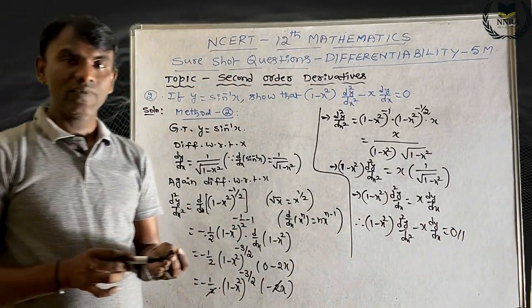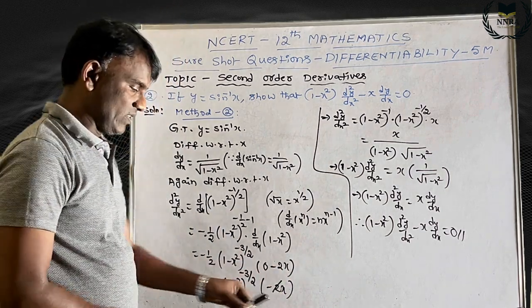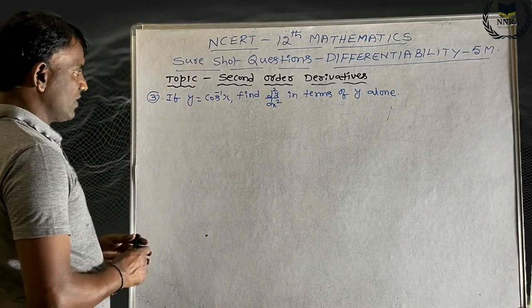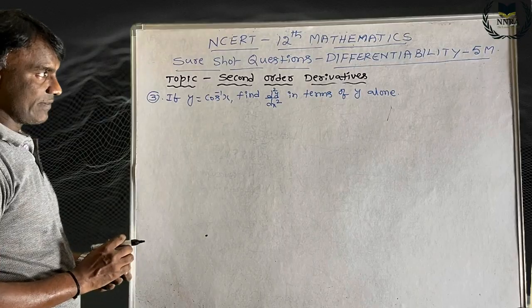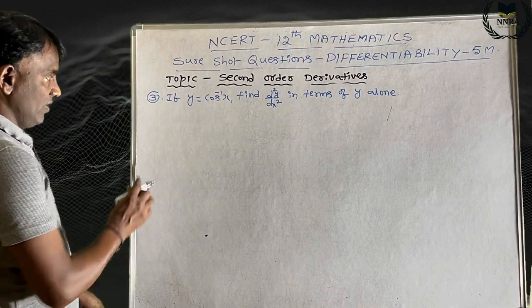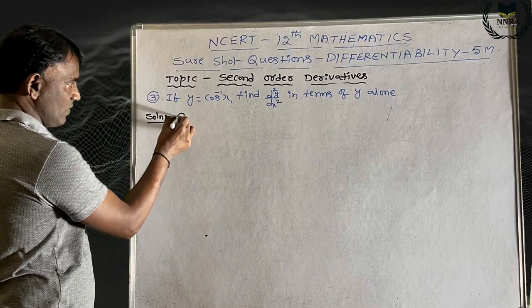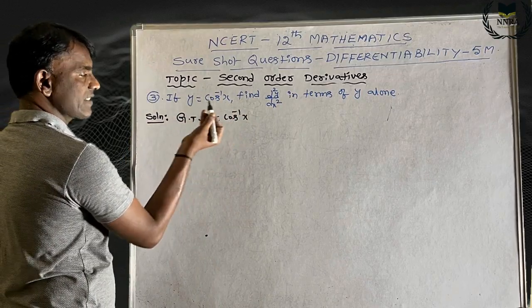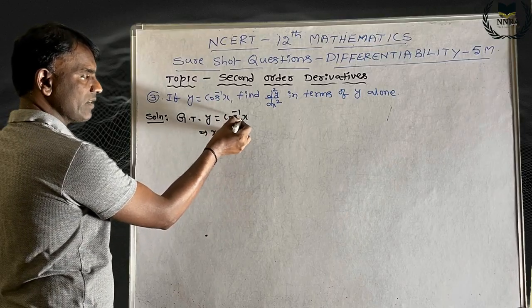So in these two methods, whichever is the easiest method for you, you can use that method only. Now this is the third question. If y equal to cos inverse x, find d square y by dx square in terms of y alone. Means the required value is in terms of y only. So what is the given function? y equal to cos inverse x. So from this we get y equal to cos inverse x.